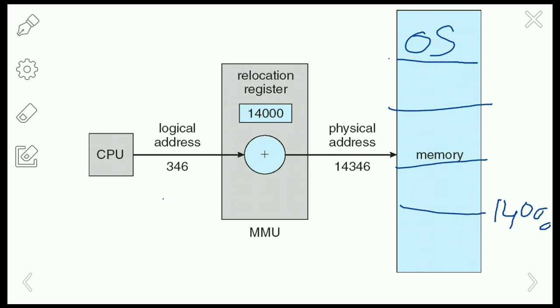The total size of the particular program is 346. So it will be loaded at 14,000, that is the limit address here. We add this, and this part is filled by the new process, generated by the CPU.